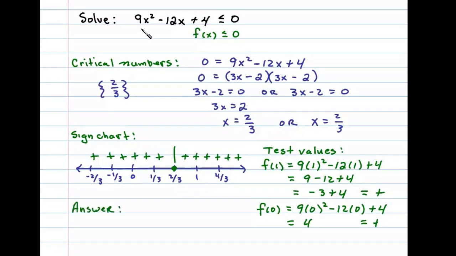Now the question asks, for what x values is this quadratic less than or equal to 0? In other words, when is it negative or 0? From the sign chart we can see that it's really never negative, but it is equal to 0 at that one point there, the root. And so in this case there's really only one answer, and that is 2/3.